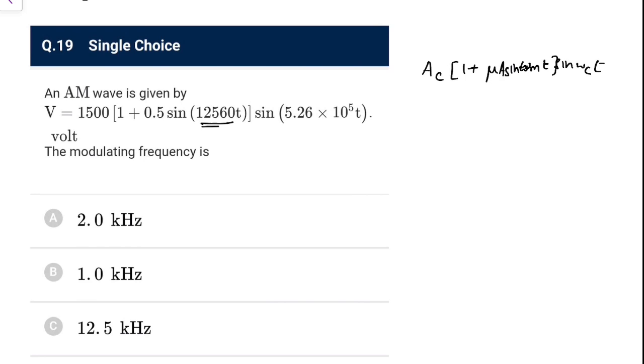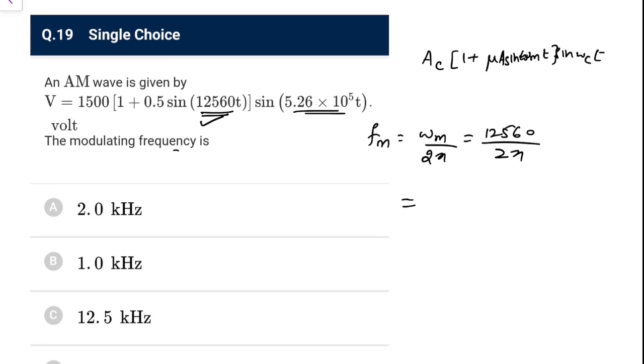So comparing it, this is the message frequency, this is the carrier frequency. So the modulating frequency, that means the message frequency f_m, would be omega_m by 2 pi. So what is omega_m? This is 12560 divided by 2 pi. 2 pi is 6 point something, so it would be 20 times, so it would be 2 kilohertz. Go for option A. As per these options, it would be 2000 hertz.